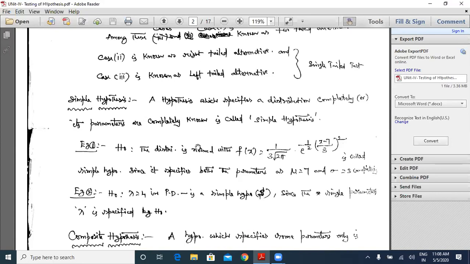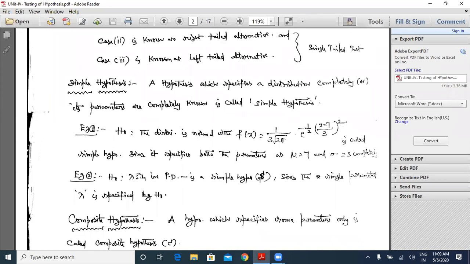Then simple hypothesis. A hypothesis which specifies a distribution completely, or its parameters completely, is known as a simple hypothesis. For example, the distribution is normal with f of x equal to 1 by 3 root 2 pi, e power minus half into x minus 7 by 3 whole square, where mu and sigma are known. That means the parameters are known completely, therefore it is a simple hypothesis. In the second example, lambda is equal to 4. Lambda is the parameter of the Poisson distribution and it is given, so complete information is known. It is another example of a simple hypothesis.